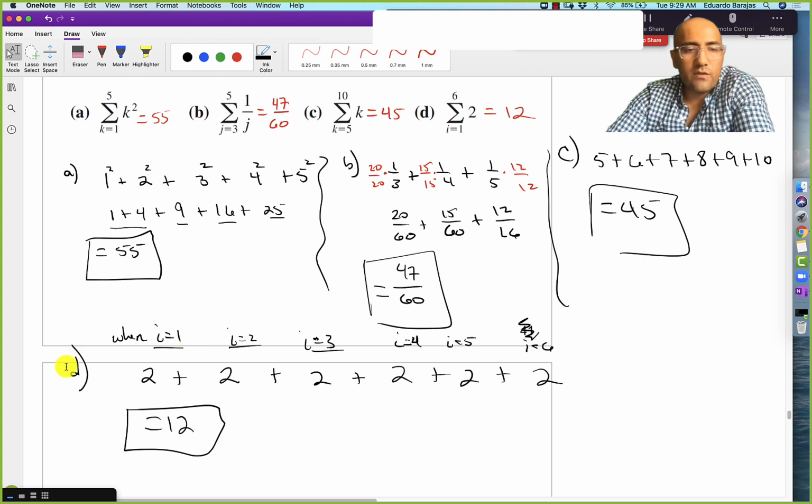And is it okay with D? I think D is the trickiest one, right? Because there isn't even an index there. So like, what the heck do I do? There is no I. So what we do by default is just add the constant that's there. So for D, we just go ahead and use the 2 there 6 times. Correct.